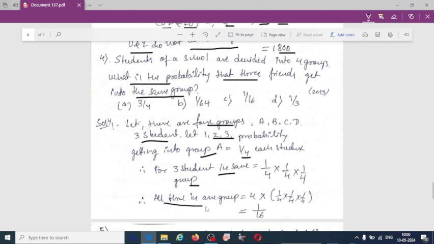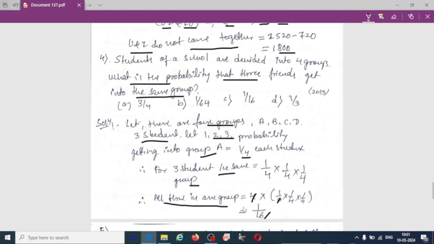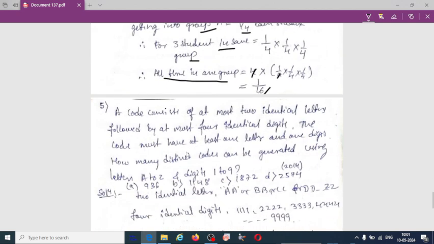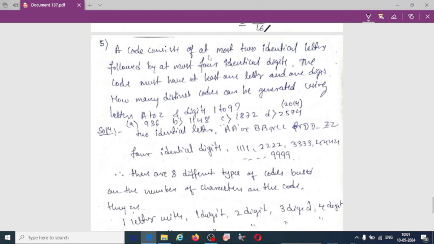So how many groups are there? 4. So for all 3 in the same group, we have to multiply 4 into 1 by 4, 3 times. Then this 4 gets cancelled. So 1 by 16. So the probability of 3 students in the same group is 1 by 16. Option C is correct.